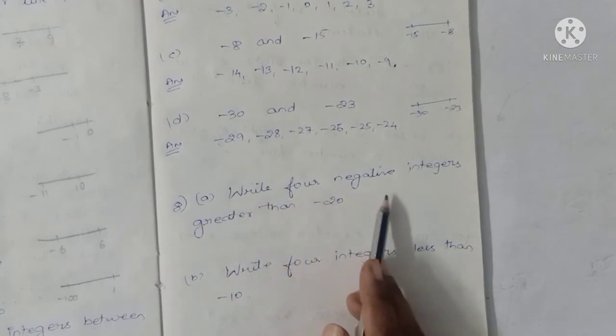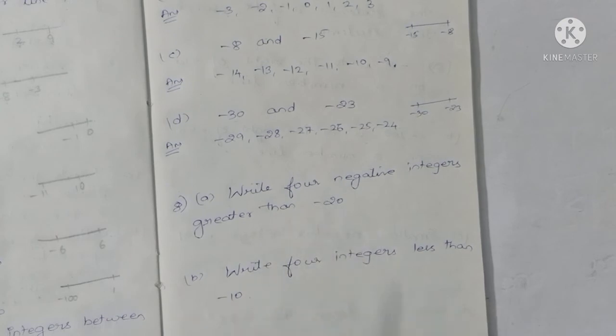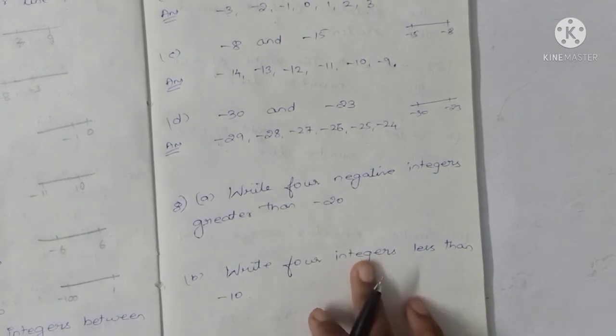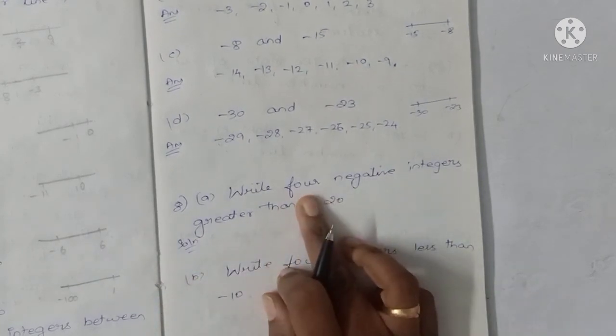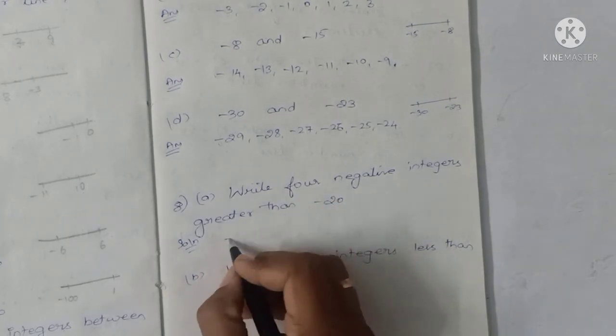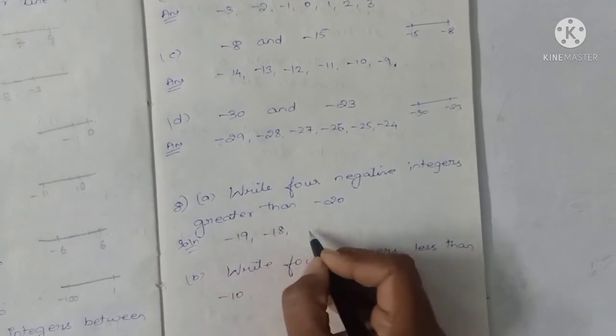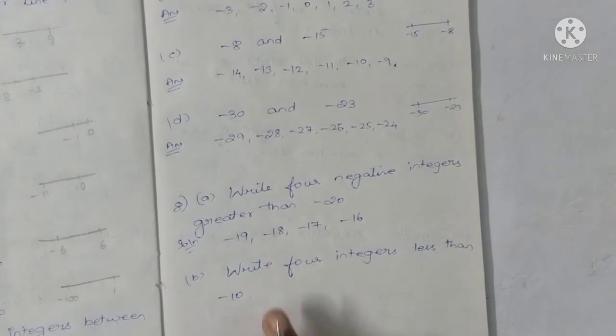Write 4 negative integers greater than minus 20. So greater than minus 20, we have to write any 4 negative integers. If it is plus 20, what will be the answer? 21, 22, 23, 24. But it is minus 20. So what will be the answer? Minus 19, minus 18, minus 17, minus 16. Next, write 4 integers less than minus 10.